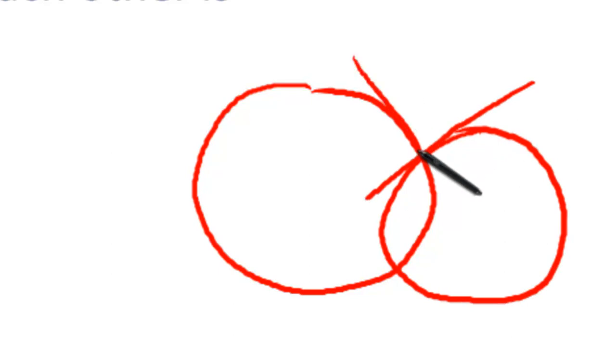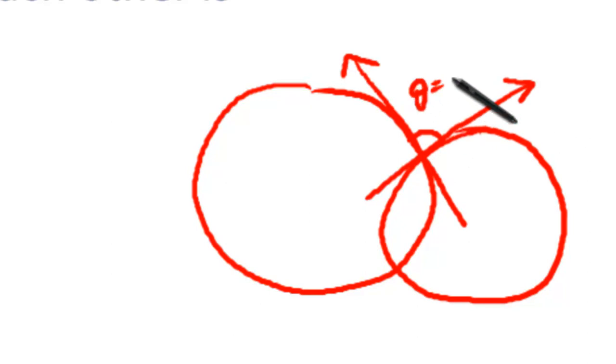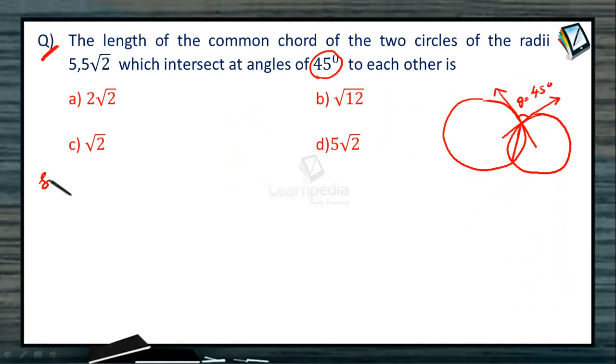So the angle between the circles is nothing but the angle between the tangents at their point of intersection. Now this theta is 45 degrees. Now you require the length of their common chord. We have a formula to relate it in this way.